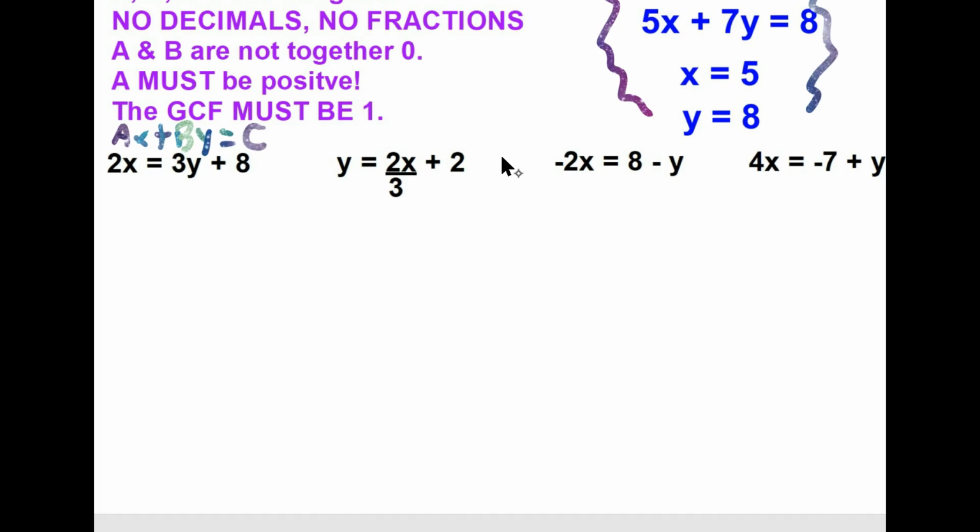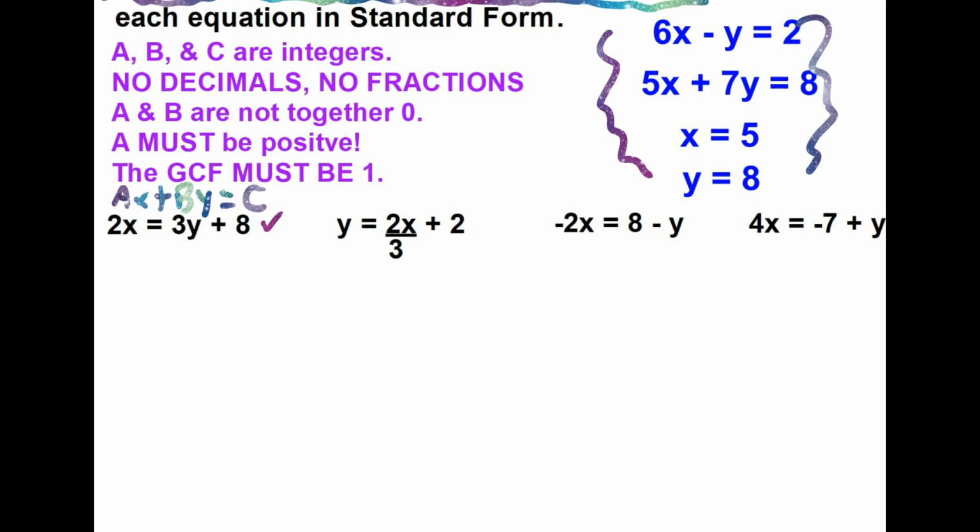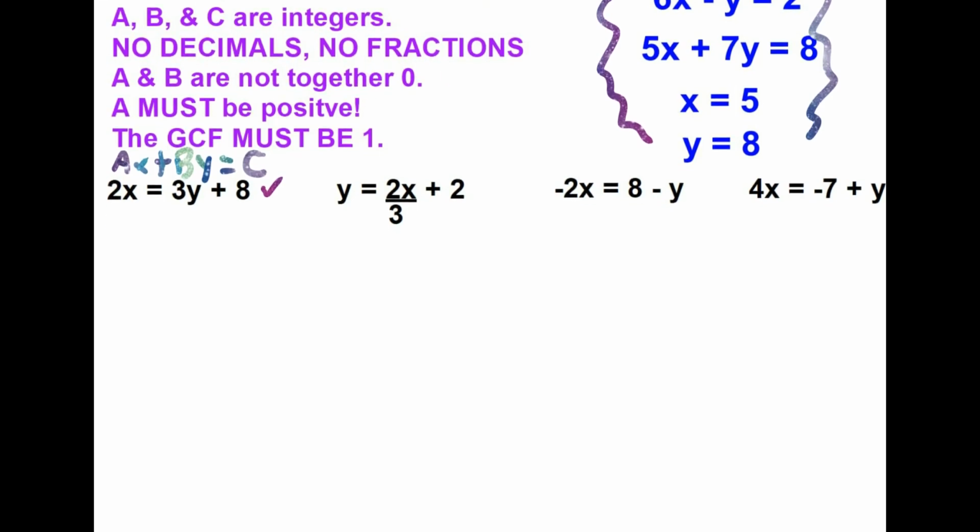I wish I had something we can check off. Maybe let's put a tally mark or something. Let's just put a check right there. All right, A, B, and C are integers. No decimals, no fractions. So let me scroll up. A, B, and C are integers. No decimals, no fractions. You got that.